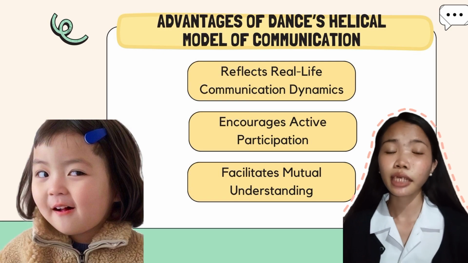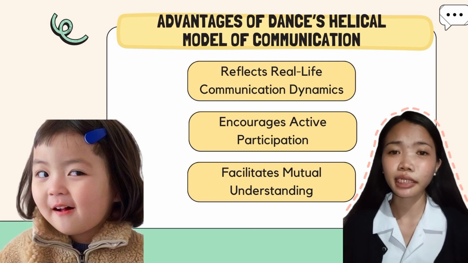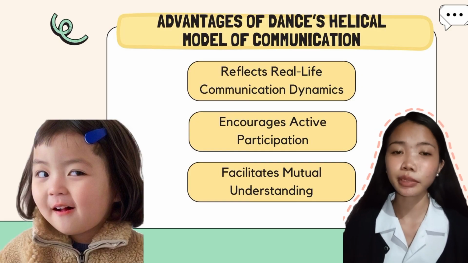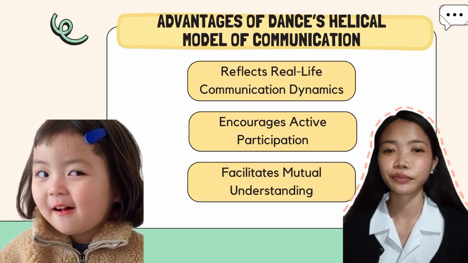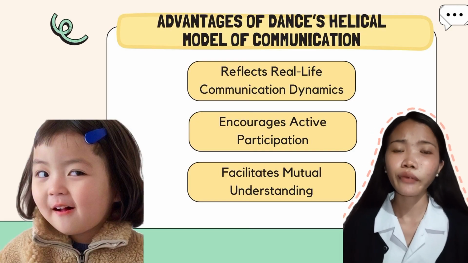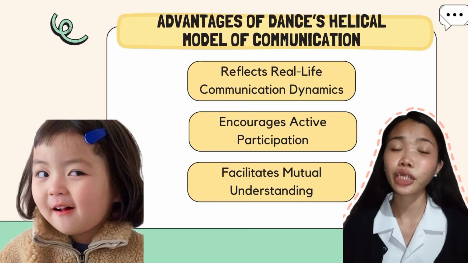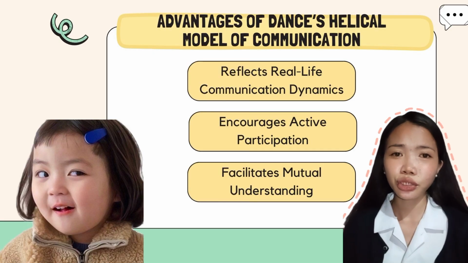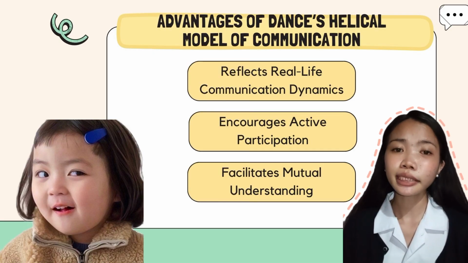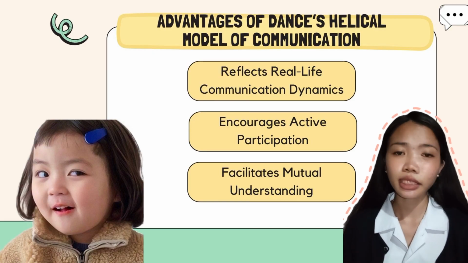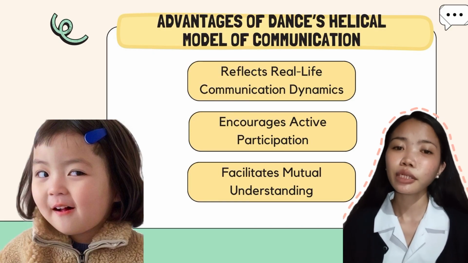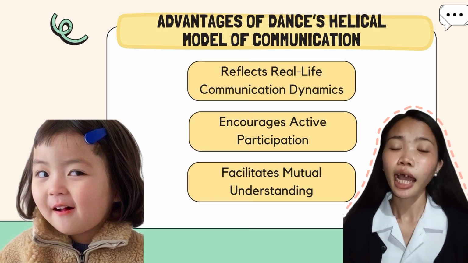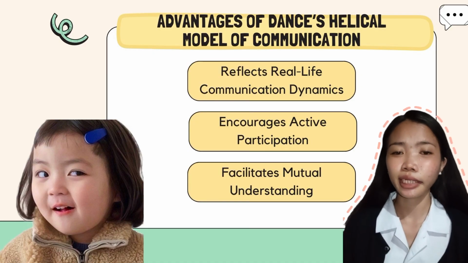Unlike linear models that oversimplify the communication process by depicting it as a one-way flow from sender to receiver, the helical model reflects the complex and dynamic nature of real-life communication. It acknowledges that communication involves reciprocal exchanges of messages, feedback loops, and continuous interactions between communicators, which more accurately represents how communication unfolds in everyday interactions.